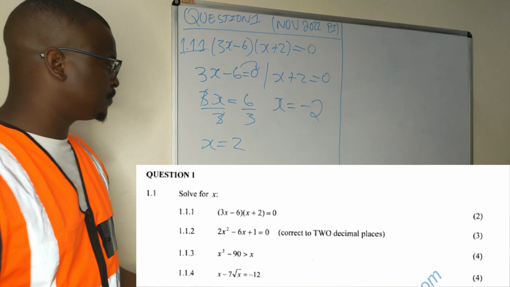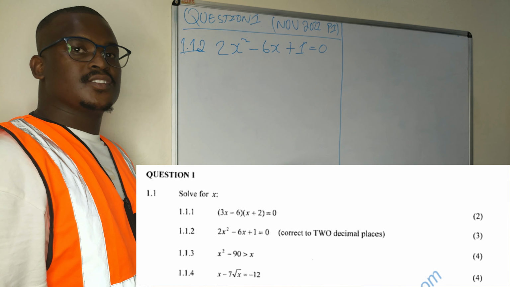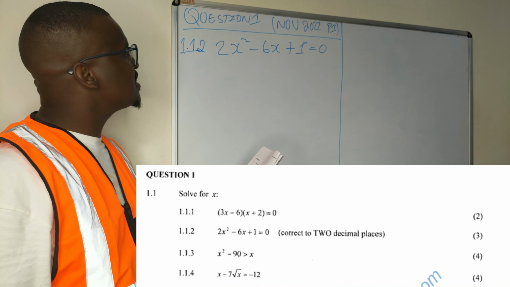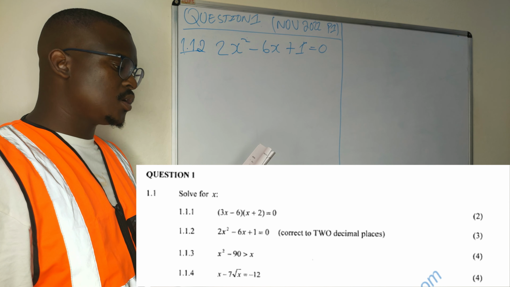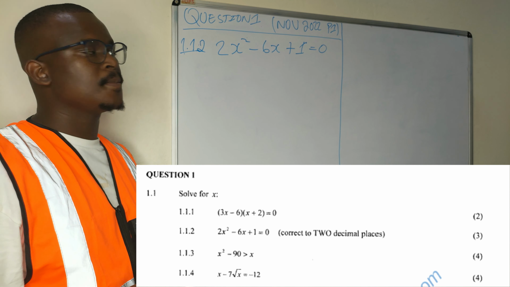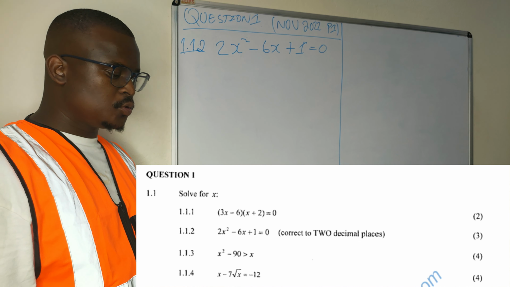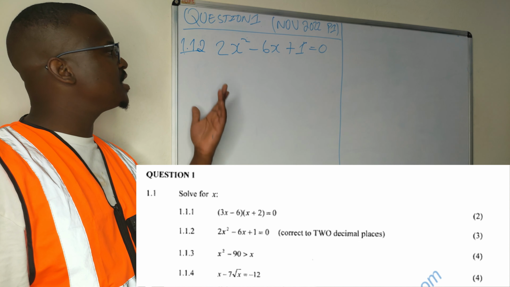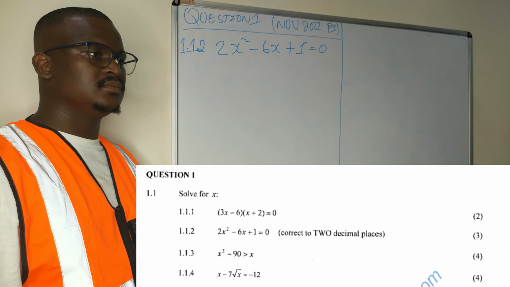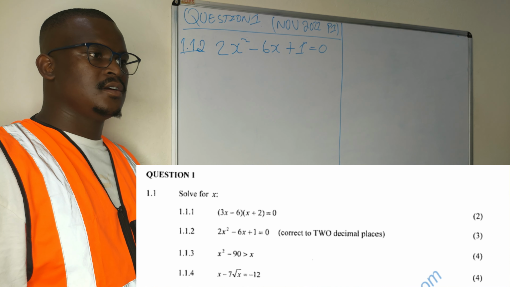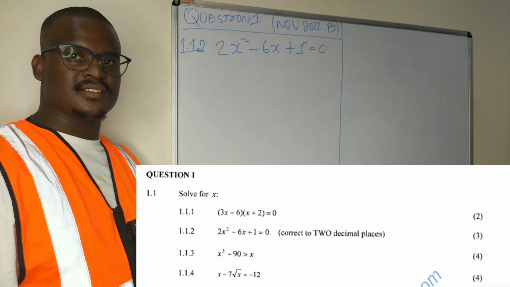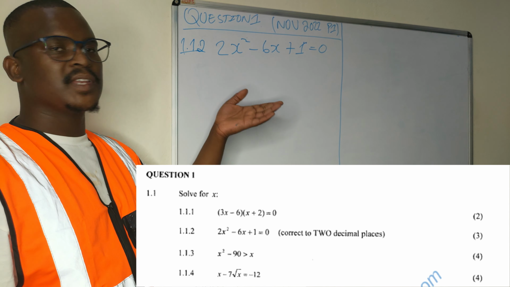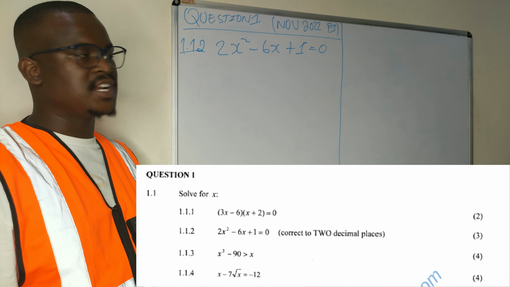Let's go to the next one. So solve for x here as well. 2x squared minus 6x plus 1 is equal to 0, correct to two decimal places. Correct to two decimal places means this doesn't have nice rational factors. So let's use the quadratic formula straight away.